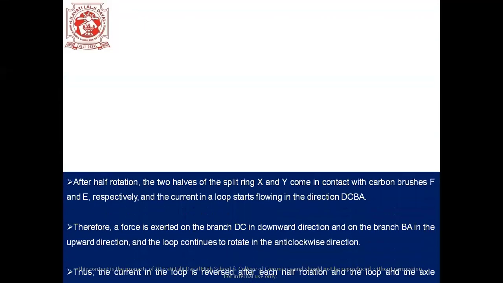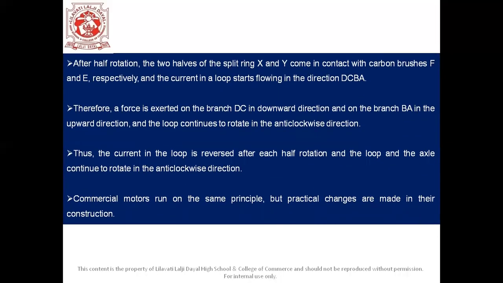So after the half rotation, the two halves of the split ring, X and Y, come in contact with carbon brushes F and E respectively. And the current in the loop starts flowing in the direction DCBA. Therefore, a force is exerted on the branch DC in the downward direction and on the branch BA in the upward direction, and the loop continues to rotate in the anti-clockwise direction. Thus, students, the current in the loop is reversed after each half rotation, and the loop and the axle continue to rotate in the anti-clockwise direction.